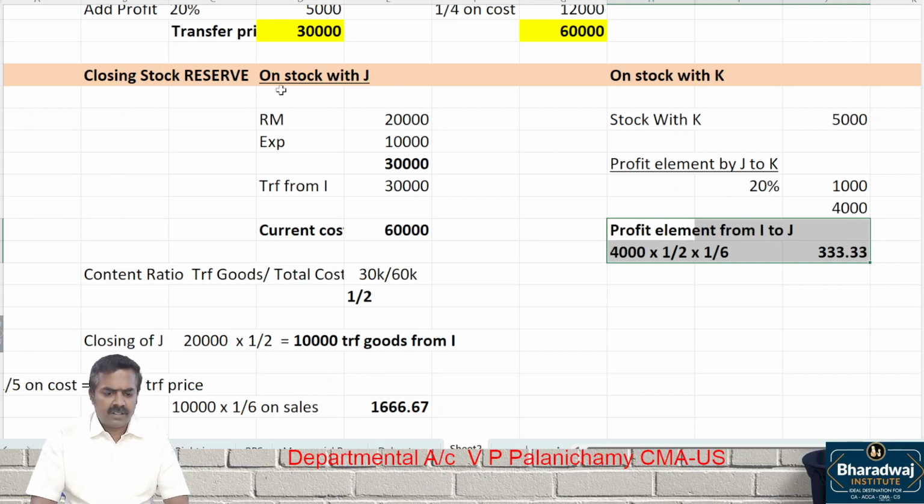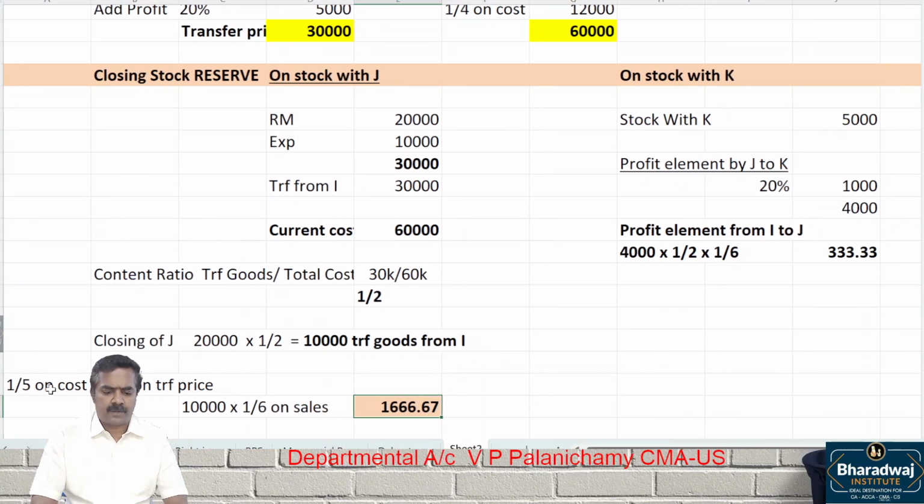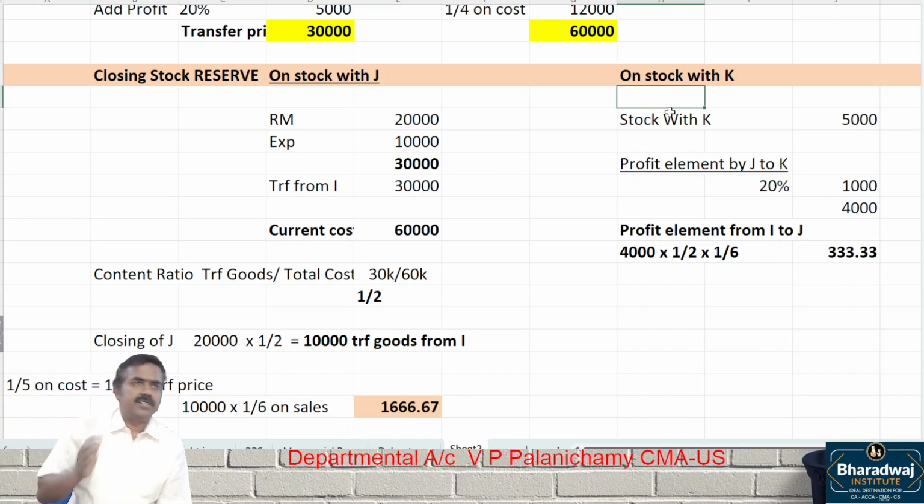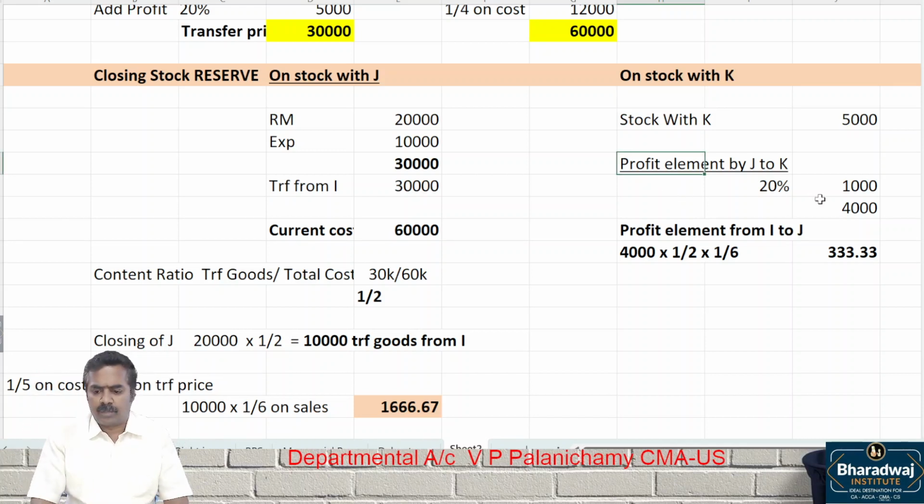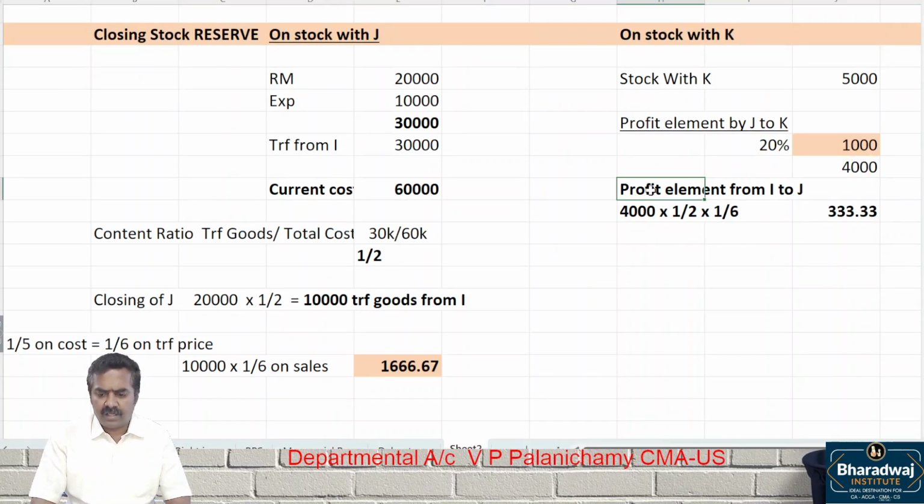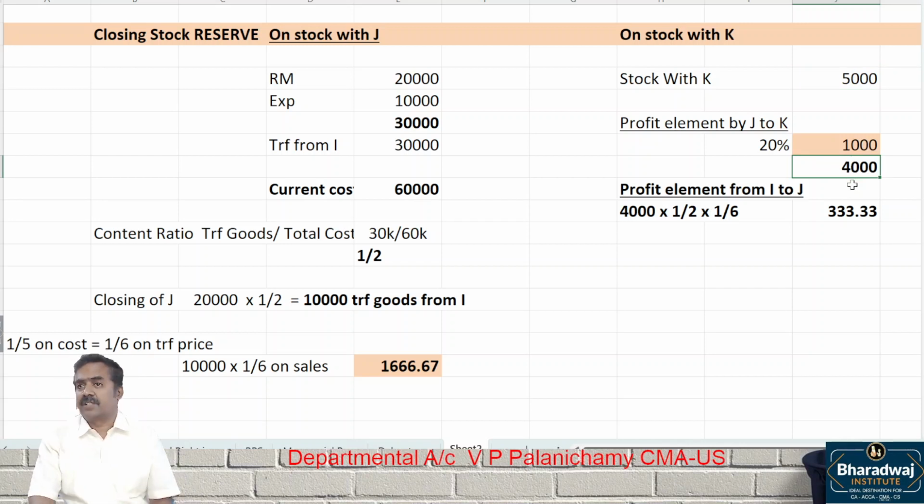Wait. On J's stock, only one profit element will be there. Who is charging this profit element? I to J. Stock with K will have two profit elements. What are the two profit elements? The goods move from I to J, then J to K. So J to K would have a profit element of 1,000. Then this will also have the I to J profit element. Out of 5,000, if we eliminate 1,000 profit, 4,000 is the cost of J to K.